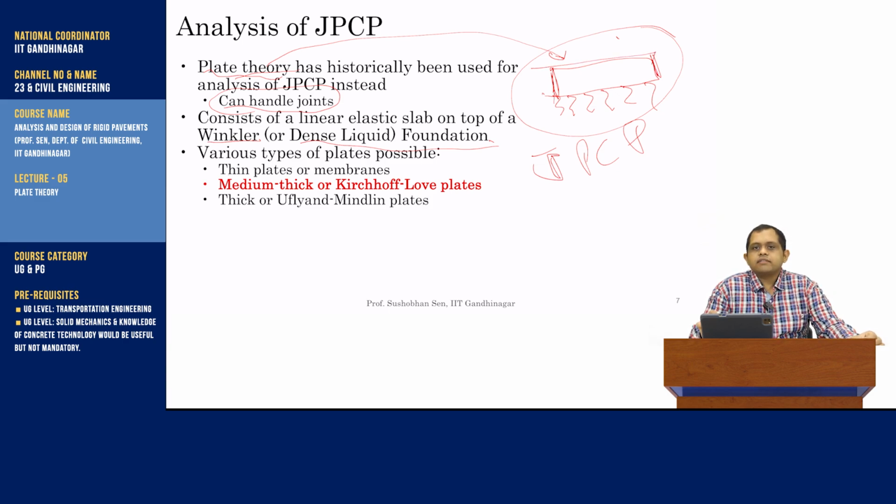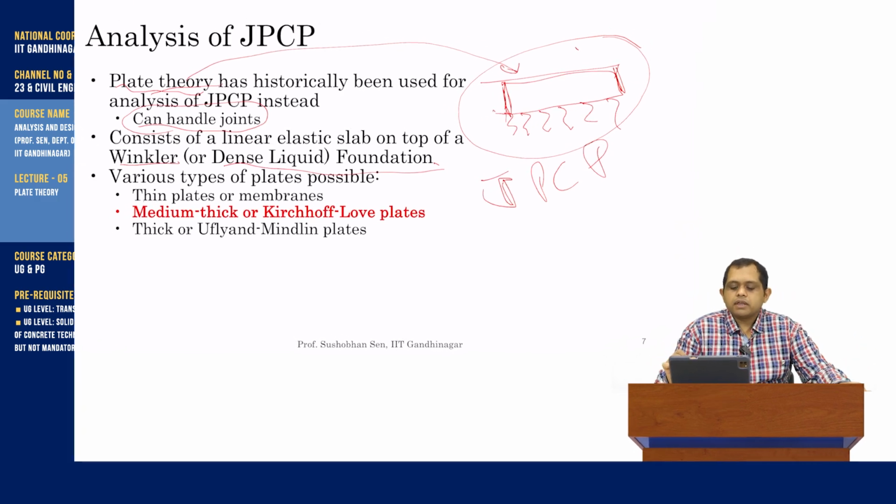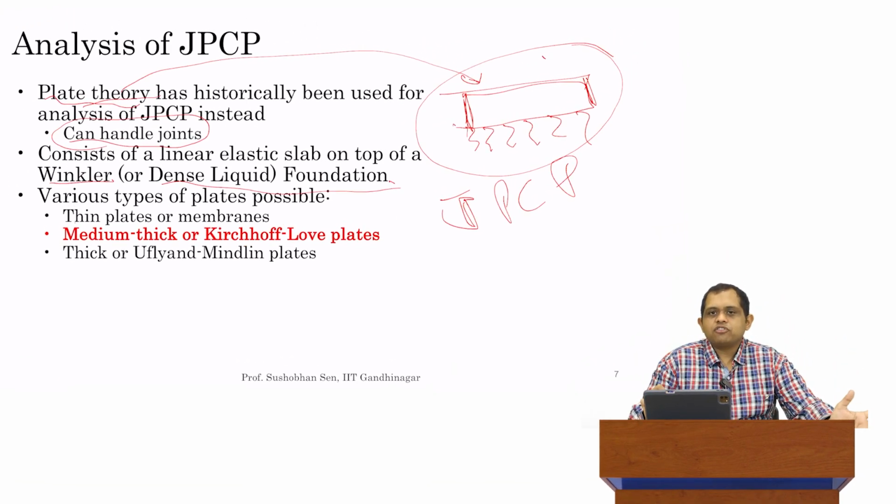Now, you should know that there's no one plate theory. There are actually different types of plate theories. It depends on what sort of phenomenon you want to analyze. So broadly, there are three types of plate theories: thin plate theory, medium thick plate theory, and thick plate theory. Thin plate theory is sometimes also called membranes. In thin plate theory, we assume that there is no vertical deflection. So if this is our slab, we assume that the slab can expand or contract in the horizontal direction, but no displacement in the vertical direction is allowed. That's what we sometimes call a membrane.